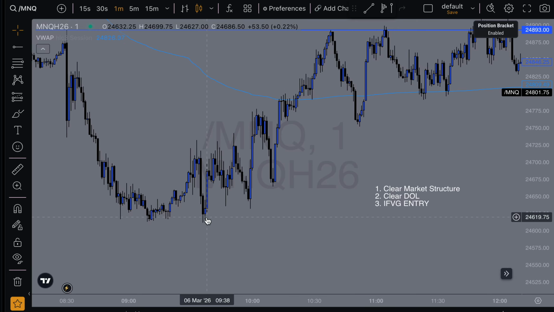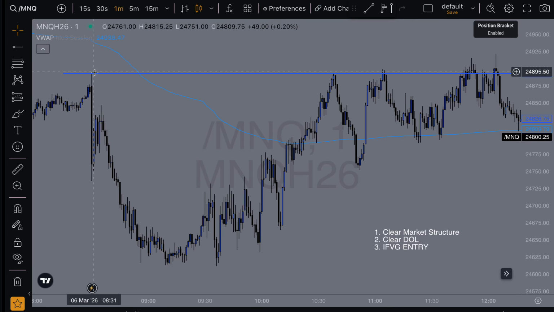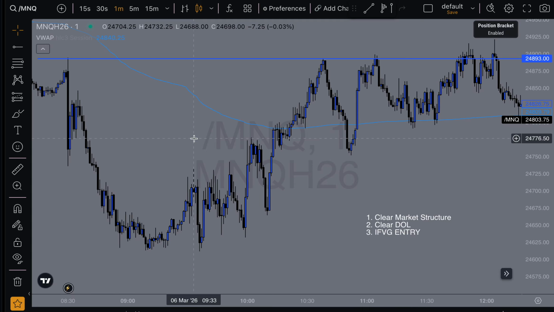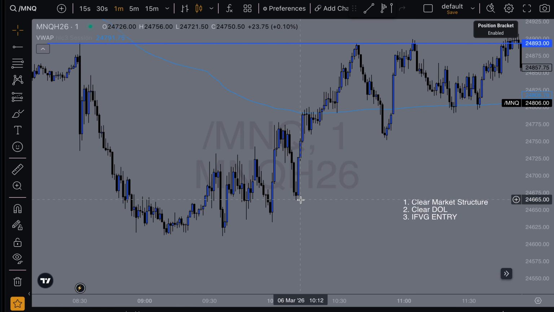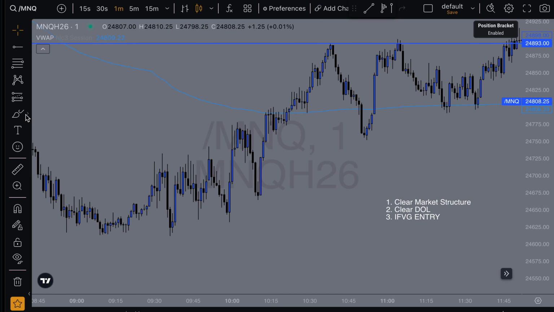So we have clear market structure to the upside and a clear draw on liquidity higher. So that's literally a perfect recipe for success if you find the right entry. So we have step 1 and 2 complete. Last step is the easiest one to find, the most basic thing.